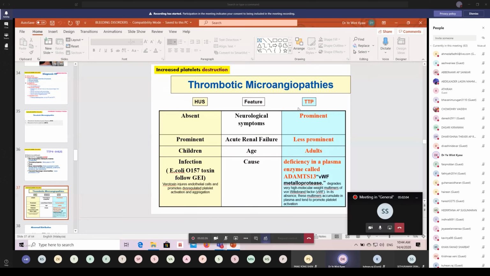HUS is usually preceded by E. coli diarrhea. After E. coli infection, this can be followed by HUS. TTP is caused by ADAMTS13 deficiency, because the pathogenesis is different. So the presentation differs mainly in neurological symptoms and renal failure. Renal failure is quite easy to remember: hemolytic uremic syndrome, uremic is already included in the name, so renal failure is predominant in HUS. TTP has more predominant neurological symptoms.